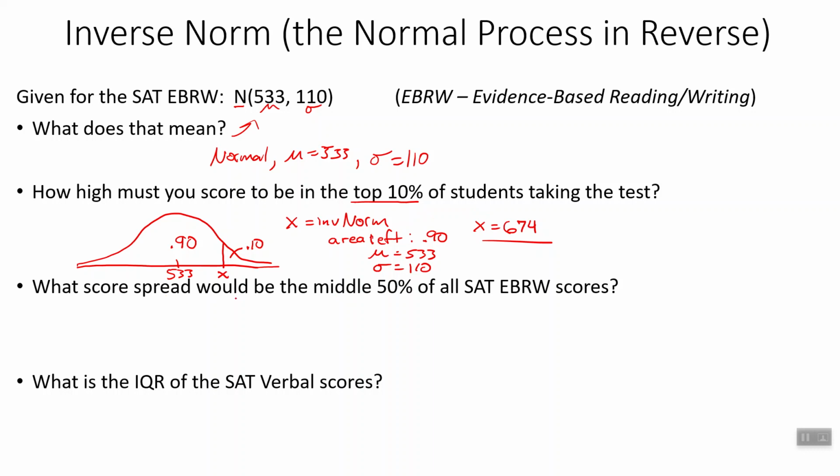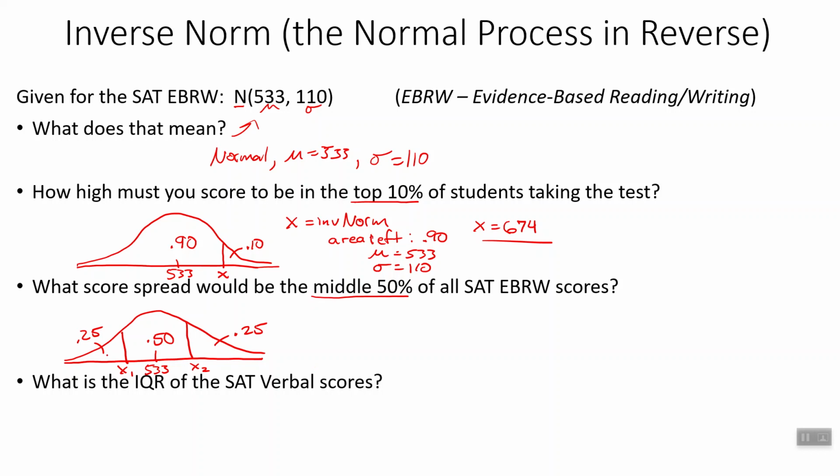All right, what score spread would be the middle 50%? All right, so this one's a little trickier. We want to be in the middle 50%. Basically, it's finding your IQR, or your first quartile and your third quartile. Boy, that's a terrible looking graph, but you know what? It'll do. So the middle 50% will be, in between these two data values, will be 0.50. If it's the middle 50, then that means this over here is 0.25, and this over here would also be 0.25. So we want to find this x value and this x value. So I'll call them x1 and x2.